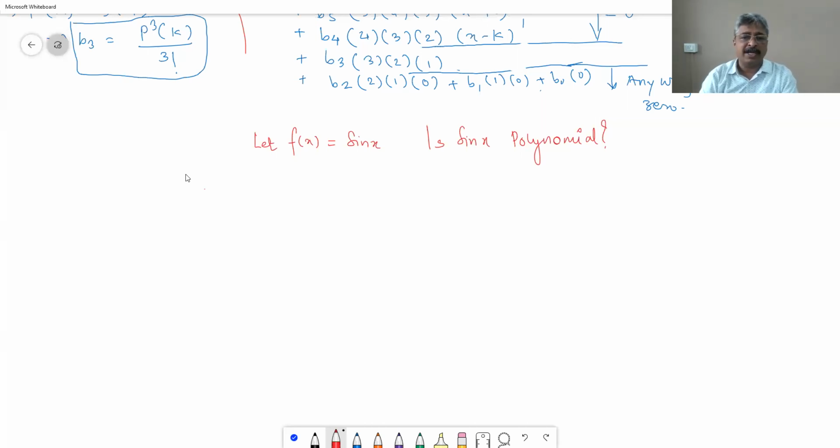So suppose if we assume sine x is a polynomial and we say that it has finite degree n, then it should have finitely many roots, which should be at most n. However, if sine x is defined from real numbers to real numbers, then it has infinitely many roots. Infinitely many values of x will make it 0. And therefore, sine x is not polynomial. That could be the first explanation.